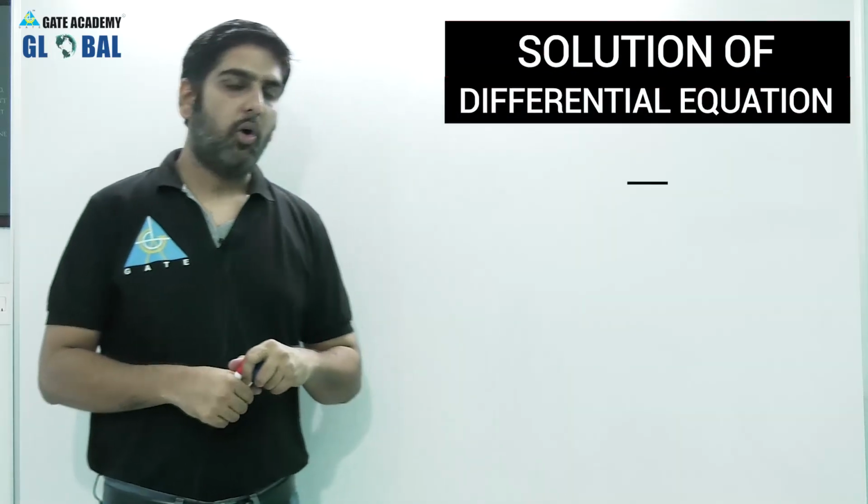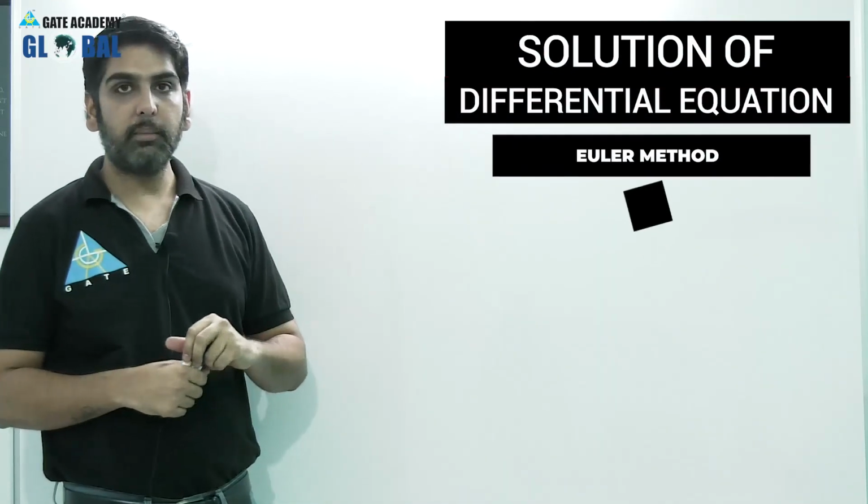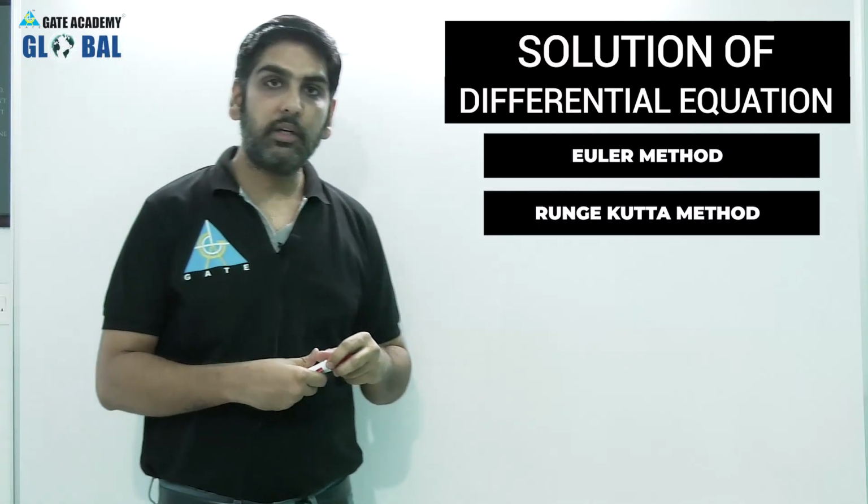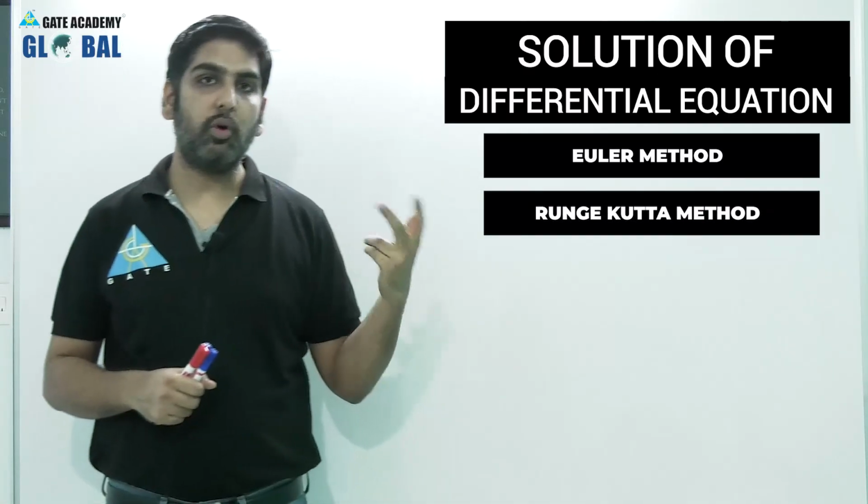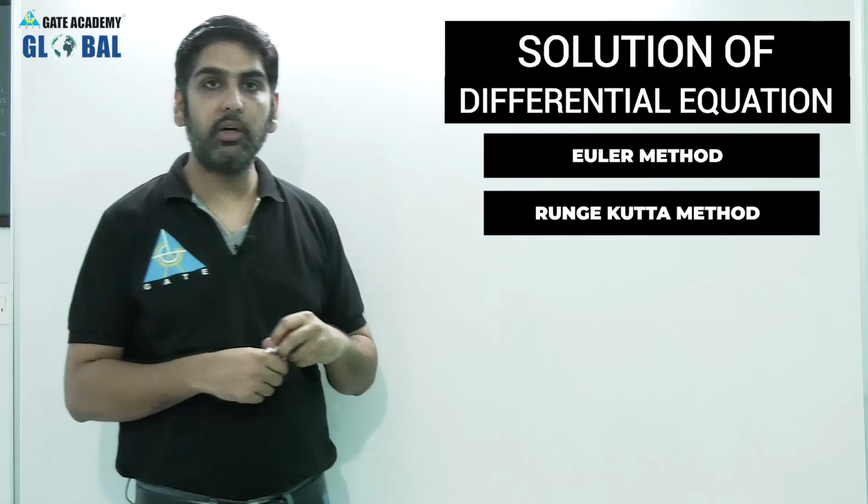I'm saying this is for all branches. The differential part is for all branches. Again, we have the Euler method. We have the Runge-Kutta method: Runge-Kutta order 1, order 2, order 3, order 4.